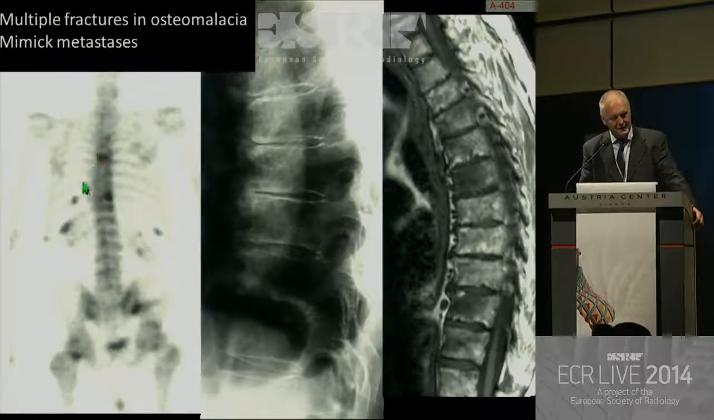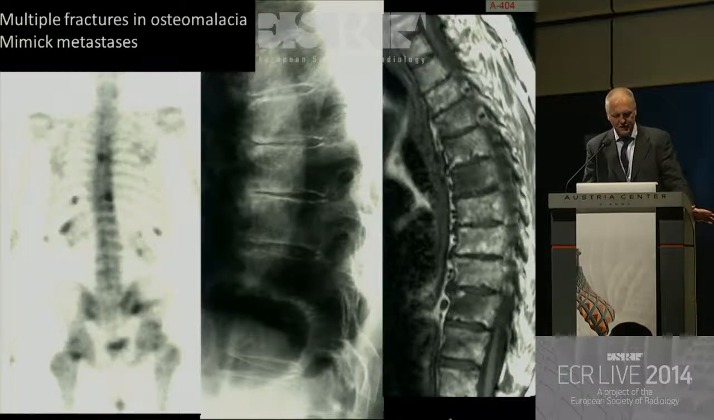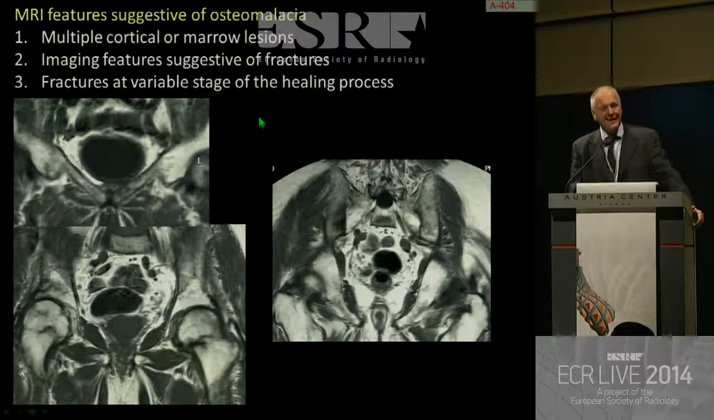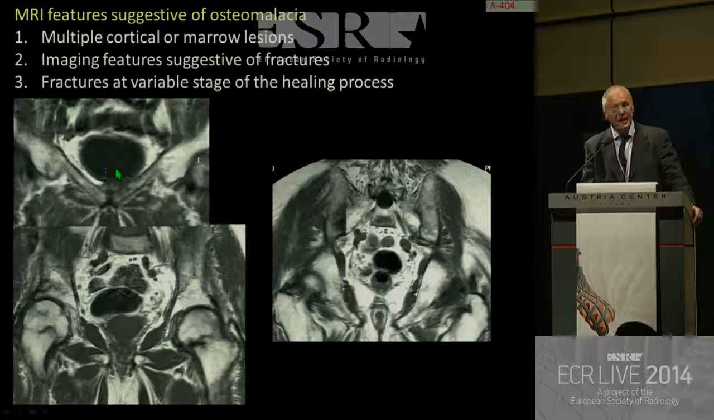Well, if you look at the bone scan, which is nice for this condition, you will see multiple hot spots. And if you look at the X-ray, nothing to be seen. And on the MR, look how it is similar to a metastasis. And we can understand the colleagues. Well, these are some unusual fractures with a little deformity, but a lot of non-mineralized callus that are seen in these patients.